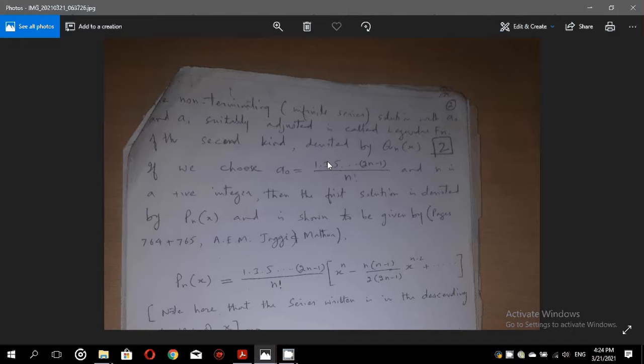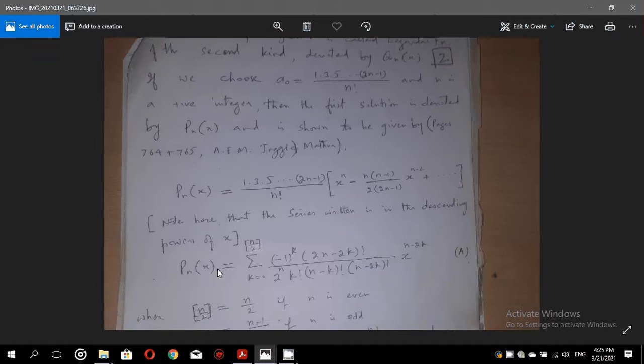Now this limited or finite part, which we call the Legendre polynomial, will be represented by this symbol P_n(x), and the value of P_n(x) we will see in a moment, that this is given by this finite series, whether n is odd or even. So note here that the series written is in the descending powers of x. So this series can also be expressed like this by equation A, that is P_n(x) is equal to sigma k from 0 to n over 2 bracket.